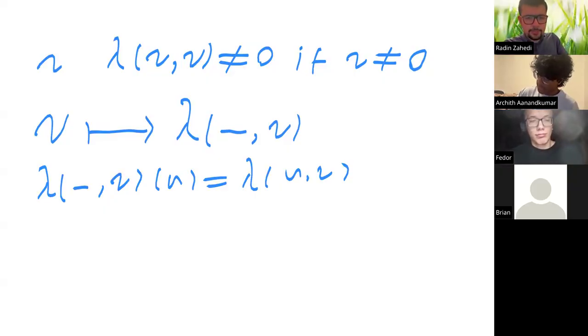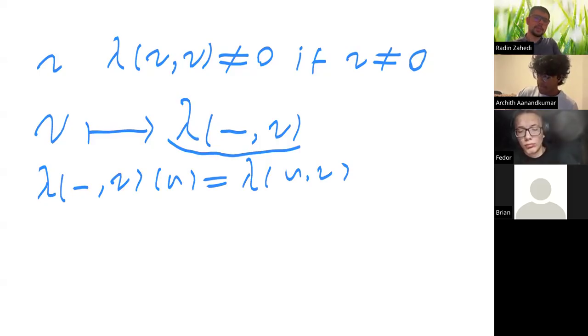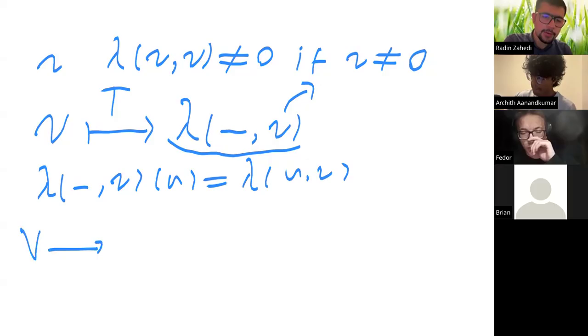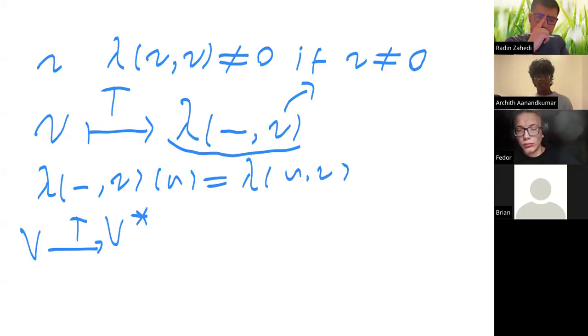Obviously, this is a linear functional, and since the whole thing is linear in the second term, you can also see that this T here is a linear transformation between V and V star. So the thing to check is whether it is a bijection, whether there is an isomorphism. To do so, we'll check whether it's injective.